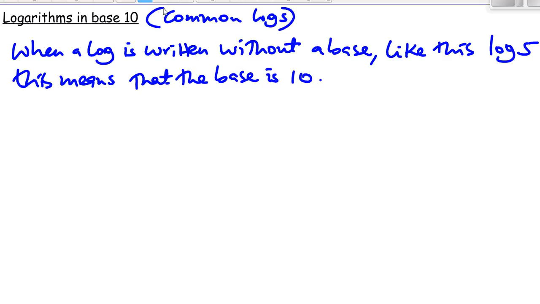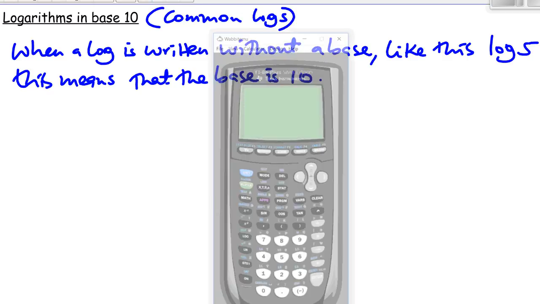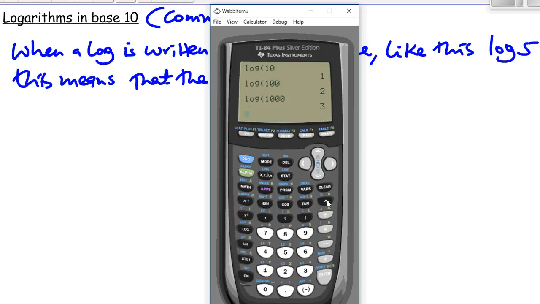Your calculator can actually work out logs to base 10, and I'll show you how that works. So you can, for example, work out log to base 10 of 10, which will be 1. Log to base 10 of 100 is 2. Remember here we're ignoring the base. You're just writing it as log 100. But that actually means log to base 10 of 100. And of course, log to base 10 of 1,000 will be 3.